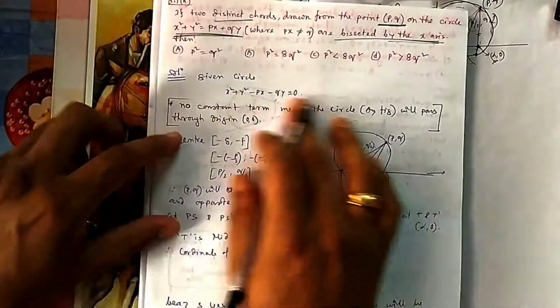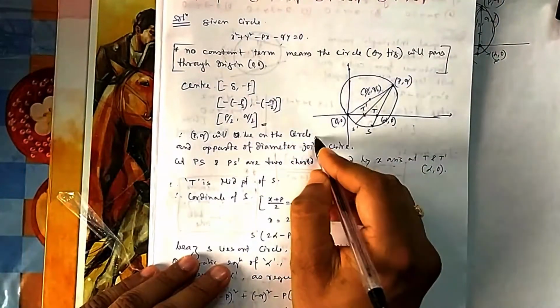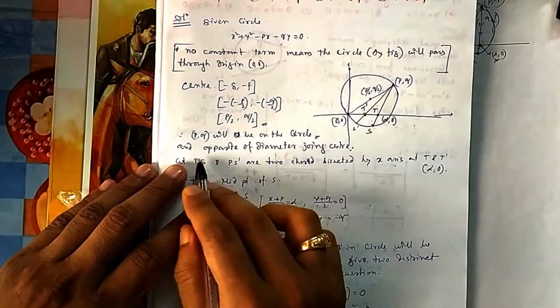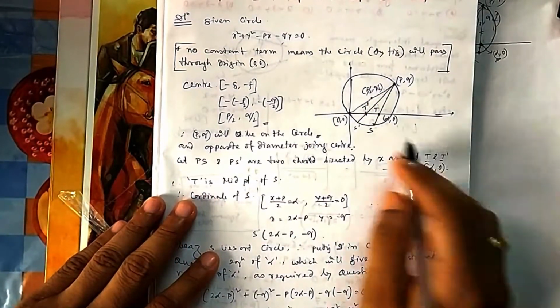So the same approach here. The center is this one, so obviously (p, q) will be lying on the circle, on the opposite end of the diameter. Why is it so? Because it is diametrically opposite. These are the two chords which are touching at T and T dash.